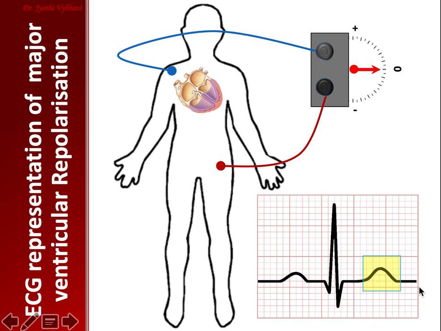Now I have two questions. Why does the outer ventricular myocardium repolarize first? Meaning, why does the epicardium repolarize first?